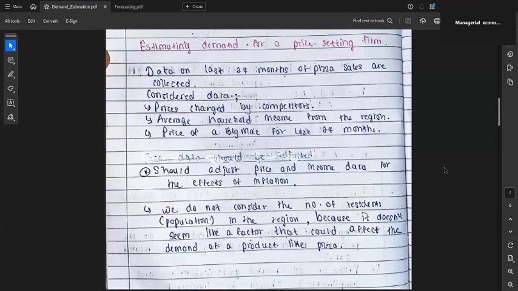Then, estimating demand for a price setting firm. A price setting firm is a firm that is able to set its price. They're not a price taker. They set their own prices.